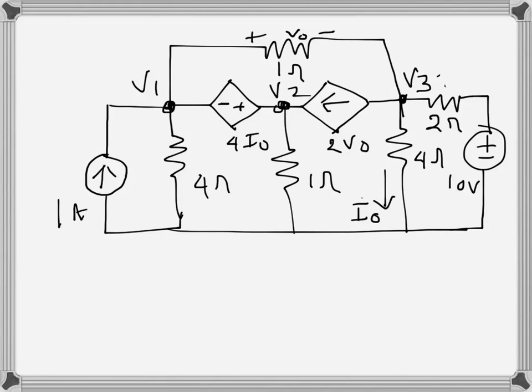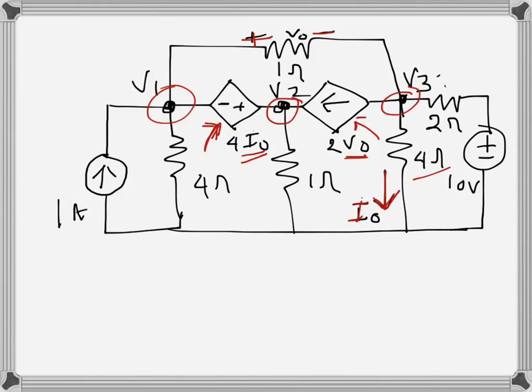So for this circuit we have to find the three node voltages V1, V2 and V3. V1 here, V2 here and V3 here. This is a current dependent voltage source, and this one is a voltage dependent current source. The voltage V0 here is this drop V0 across this 1 ohm resistance, and this current I0 is the controlling current here, which is I0. The real current is here, I0, through this 4 ohm resistance.